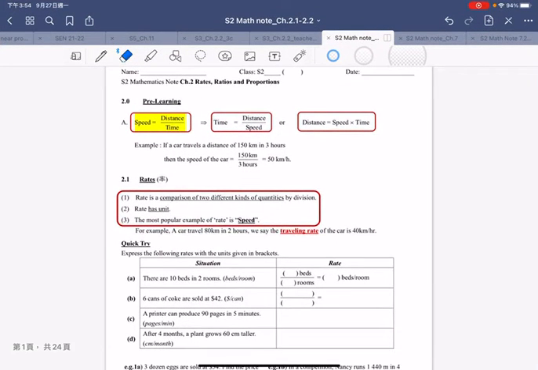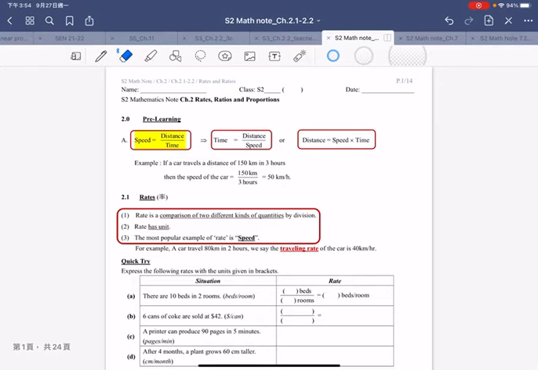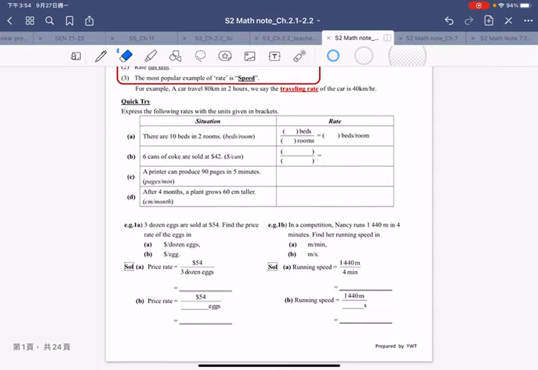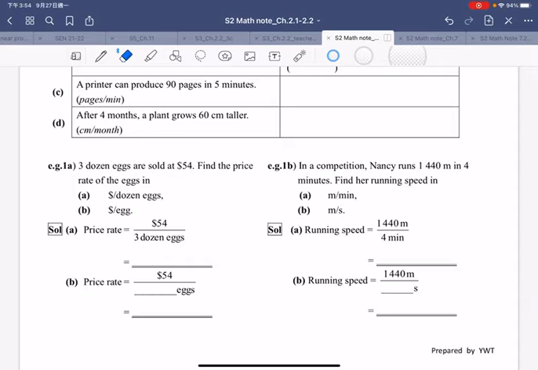Let's continue today's lesson. So your notes, page 1, we continue the part for rates. Yesterday we finished 1A and now we go on to example 1B.